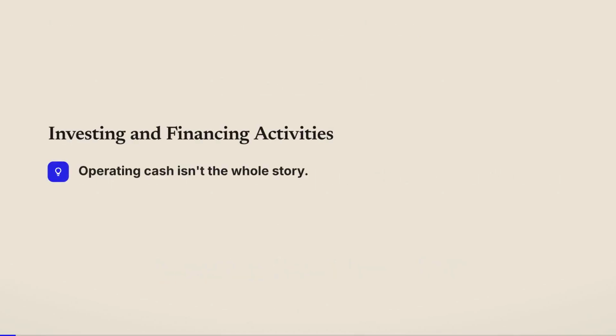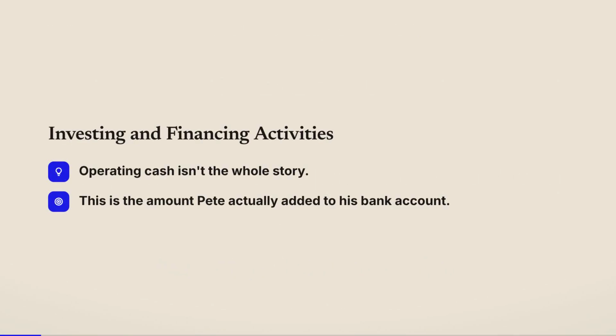Operating cash isn't the whole story. We must also look at investing and financing. Investing activities involve capital expenditures, acquisitions of long-term assets to enhance the business. Pete spent $60,000 perhaps on a new delivery van or industrial oven. This is a cash outflow.